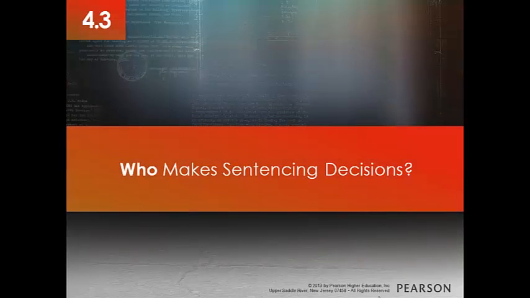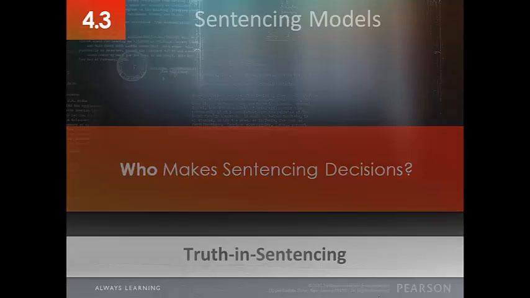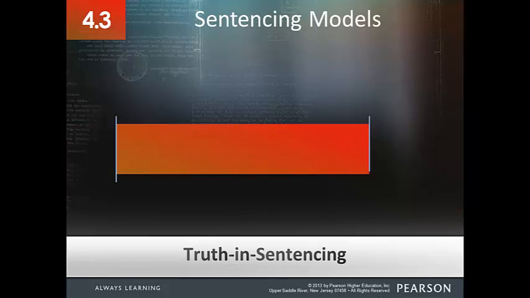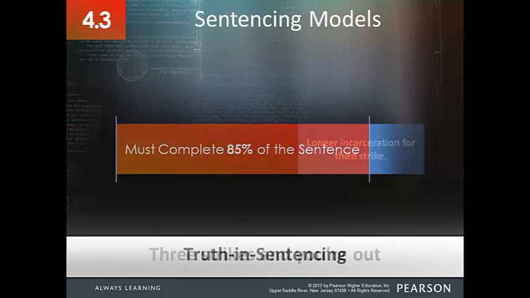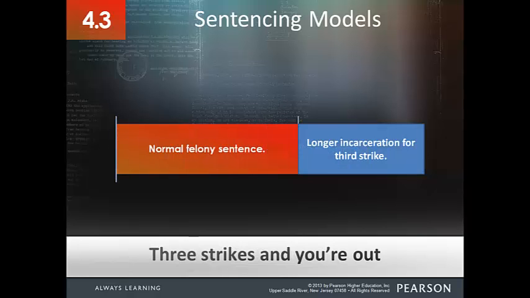The judge assigned to preside over each criminal case determines the sentence. The range of sentences that can be used by a judge for any criminal case is identified in the state's penal code. Sentencing guidelines can be either voluntary or presumptive. Sentencing practices linked to mandatory sentencing are truth in sentencing and three strikes, you're out.